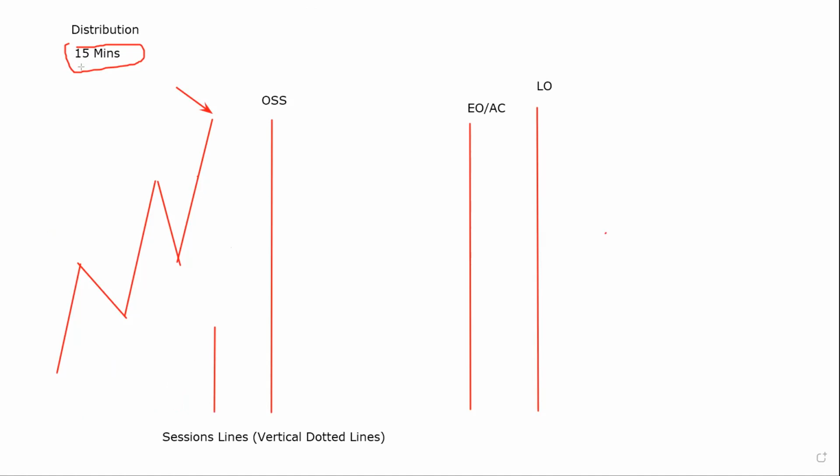If you don't see distribution on a 15-minute time frame, then you have to shift to the 5 minutes time frame and repeat the process. You have to see the high volume on the market high before OSS. So this point is clear? All right, so these are the points to identify the distribution.